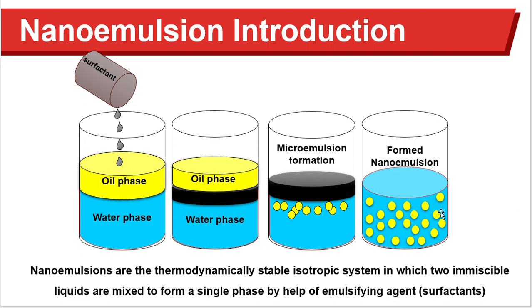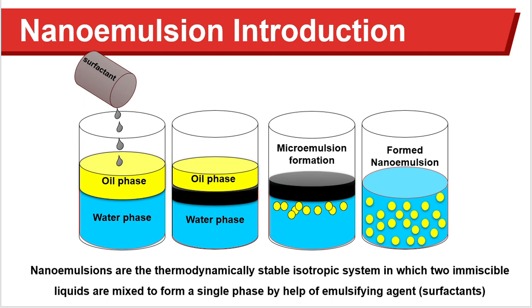You see here, this oil looks like droplets. So here is a nanoemulsion. We are making a nano droplet using a method. So nanoemulsions are thermodynamically stable isotropic systems in which two immiscible liquids are mixed to form a single phase with the help of a surfactant, that is, an emulsifying agent.